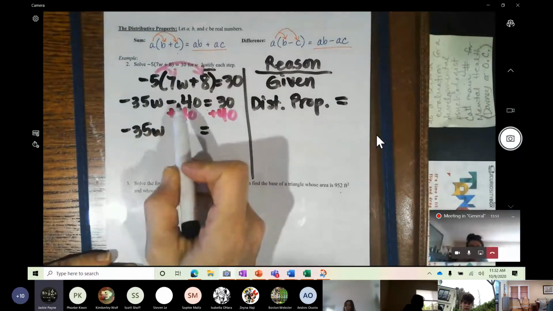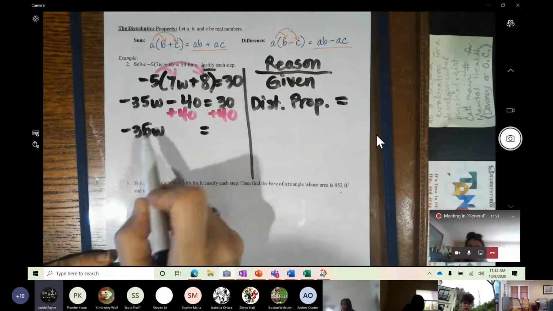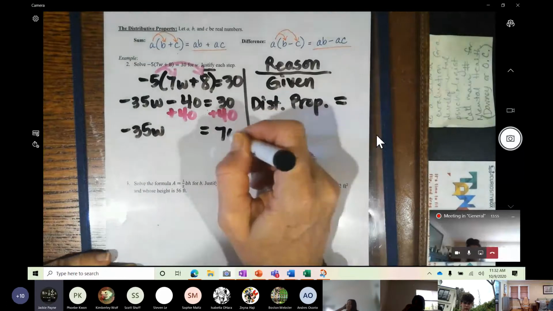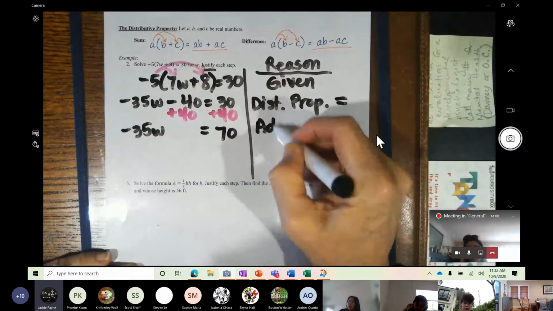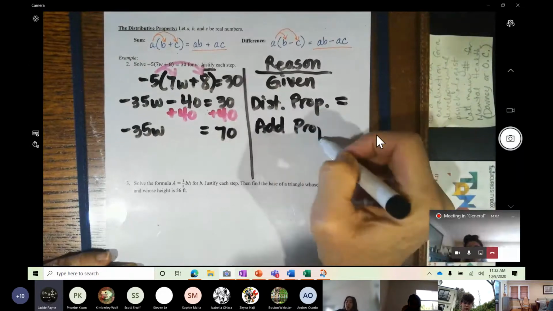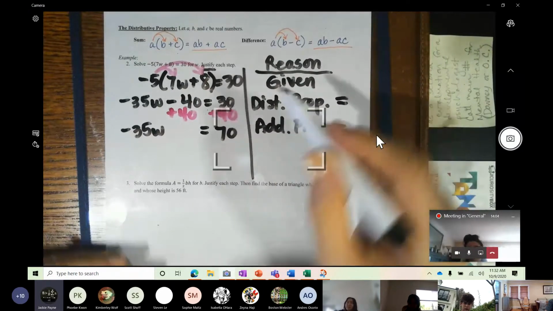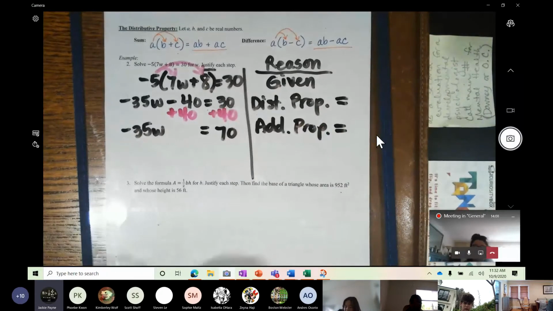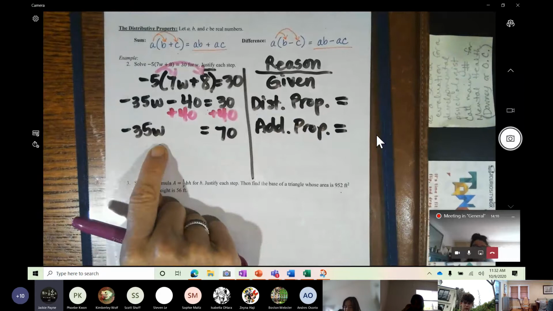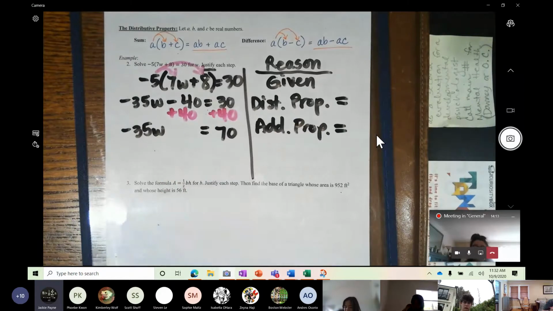All right. So now this is gone, which is good. This is alone. I wanted that alone. But on this side, I now have 70. And so this is the additive property of equality. It says that I can add the same thing to both sides and I still get equality.